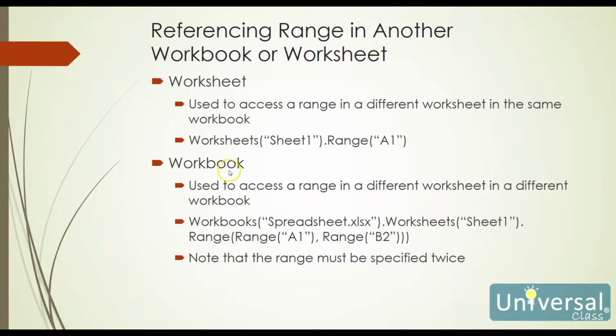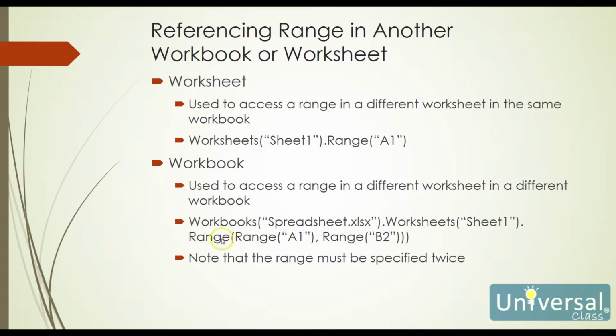If we're trying to select a range in a different workbook, so we're going to select a range that's in a different worksheet, in a different workbook, then we have to add workbooks to the beginning. So we say workbooks, in quotes, we specify the name of the file, and if it's in a different folder, we'd have to specify the full path to get to it. And then worksheets, just like we did before, the name of the worksheet, and then the range.